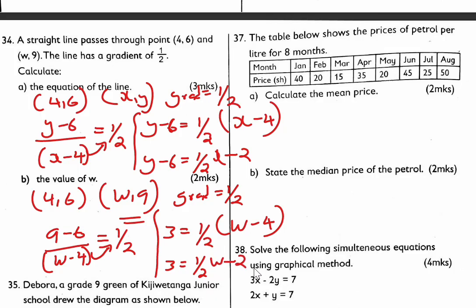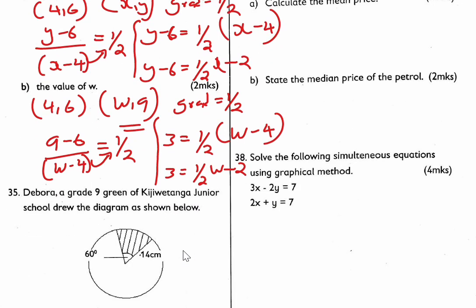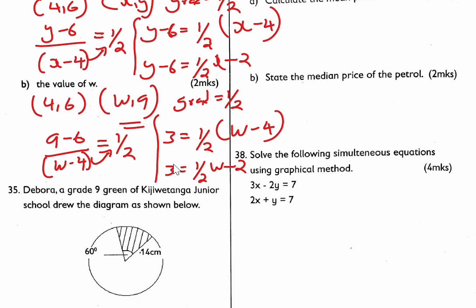I can collect like terms together, take negative 2 to the left, it becomes a positive. So 3 plus 2, we get 5 is equal to a half w. So to get w, you can remove this fraction. So you multiply by 2 over 1, the reciprocal, times 2 over 1. So this and this cancel.